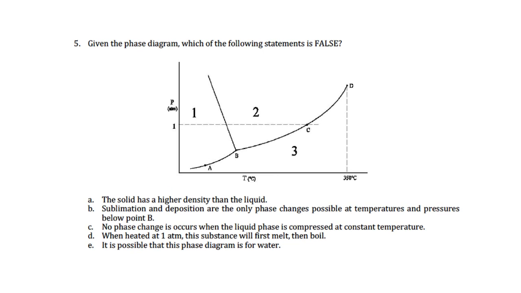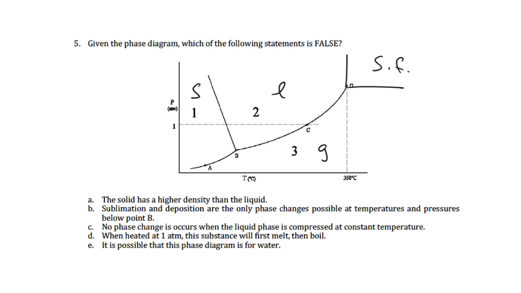we have a phase diagram here. This is out of chapter 11. The things we need to know is that this is the solid, this is the liquid, this is the gas area. If point D is the critical point, then this would be our supercritical fluid. And we're asked which of the statements is false.